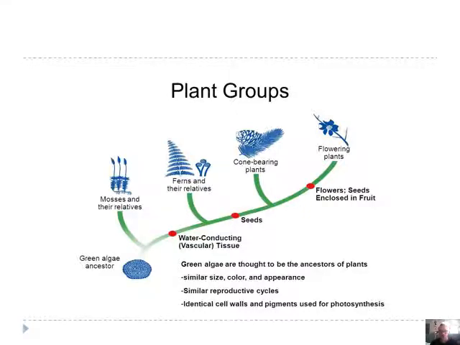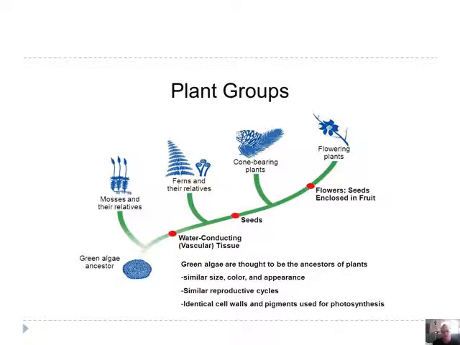So these are your plant groups. So we had this green algae ancestor, and that bit at the bottom right-hand corner, I really recommend you go and study for yourself, because it's going to help you in defining what a plant group is. So green algae are thought to be the ancestors of plants. They have similar size, color, and appearance, similar reproductive cycles, identical cell walls, and pigments used for photosynthesis. So that is ultimately going to help you define what the common ancestor of plants is.